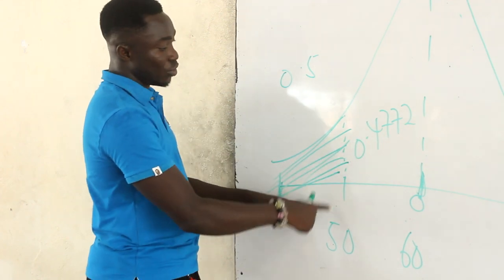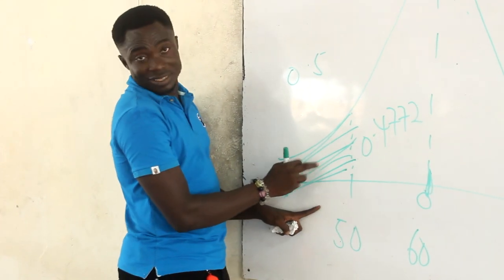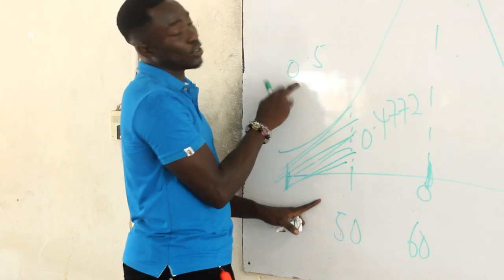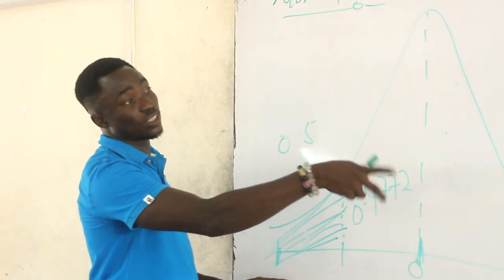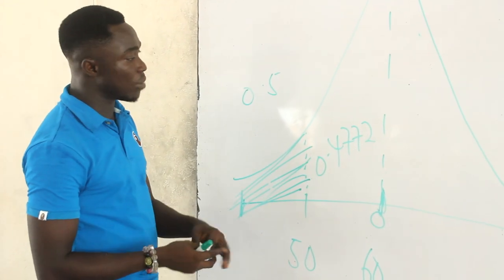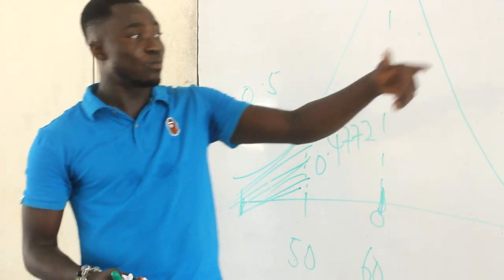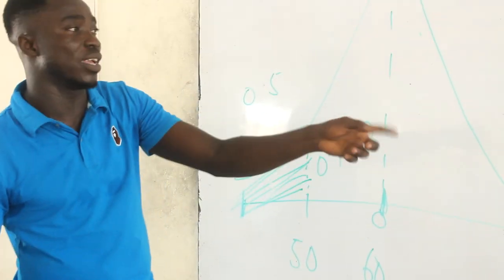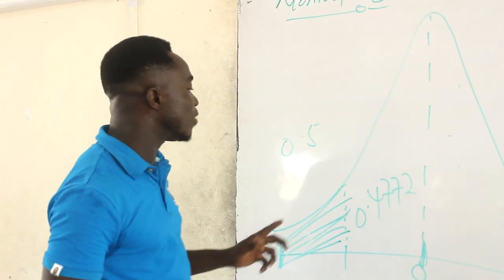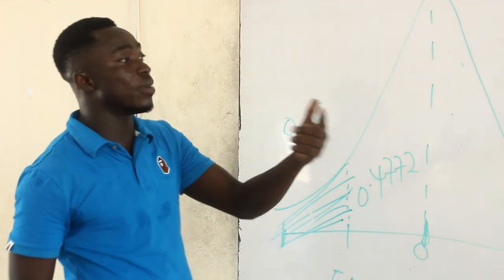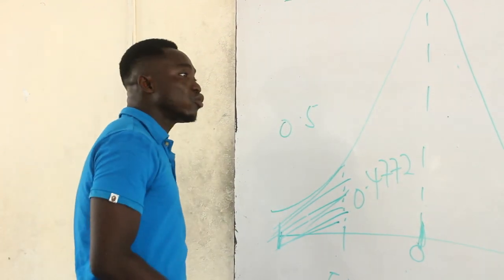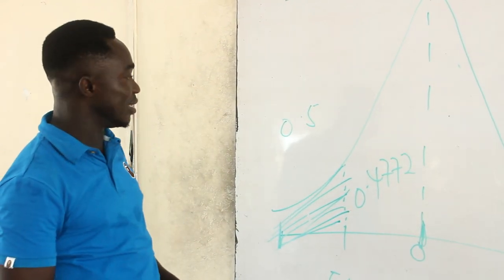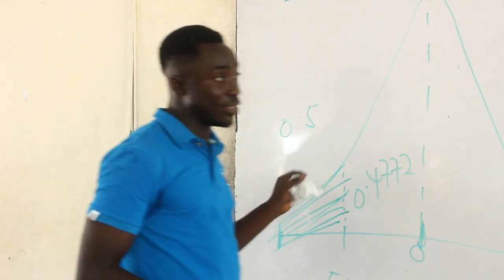So when you get that, for you to be able to get this section, you must subtract this from 0.5. Have you seen? So when you subtract, you get 0.0228. But always remember, if the question asks for percentage, then you multiply the 0.0228 by 100%. If they ask you about how many students pass, then you multiply that by the number of students who wrote the examination. That is the other way too.